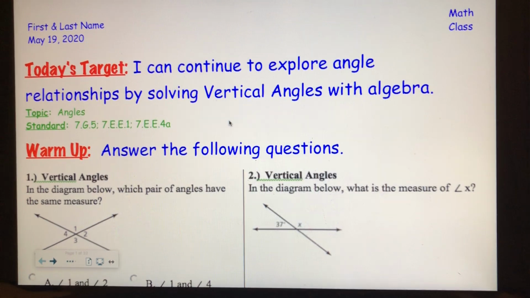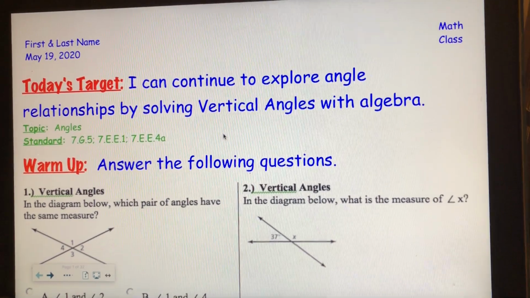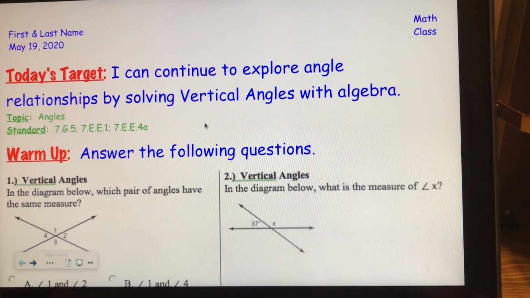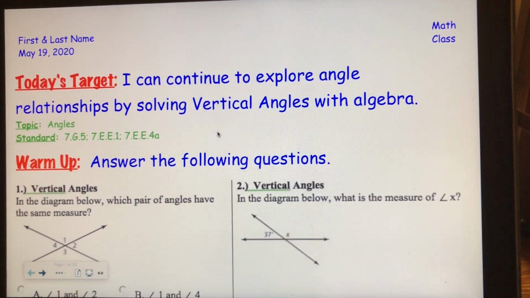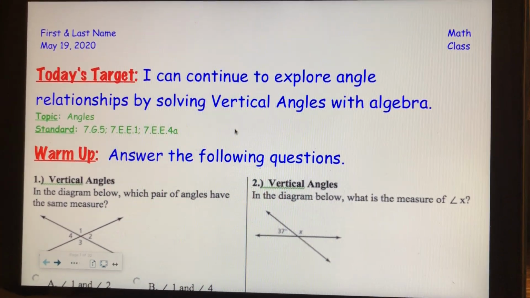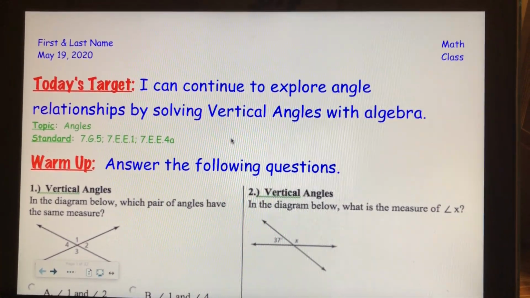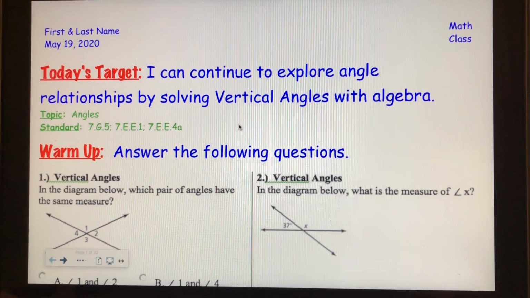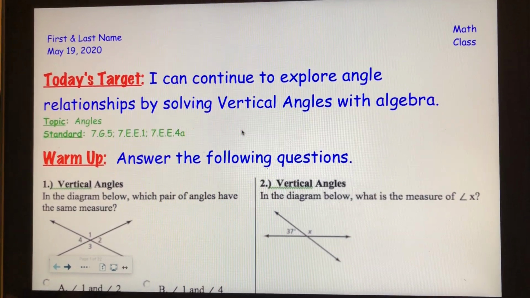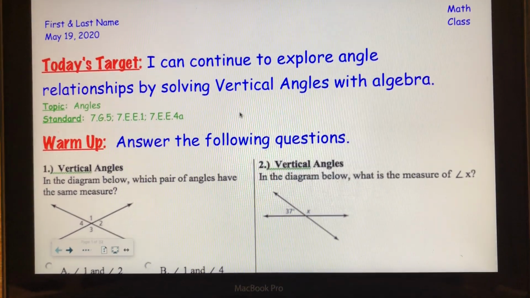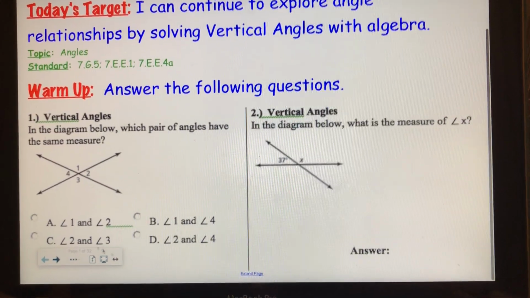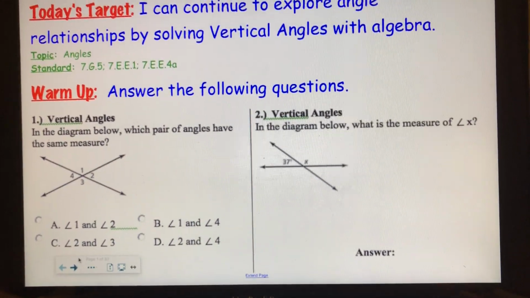So our target is, I can continue to explore angle relationships by solving vertical angles with algebra. Yesterday we talked about vertical angles, and now we're going to use our knowledge of vertical angles and them being congruent to solve for angle measures using algebra. So let's take a look at our do now, or our warm-up, sorry. I still call it a do now.